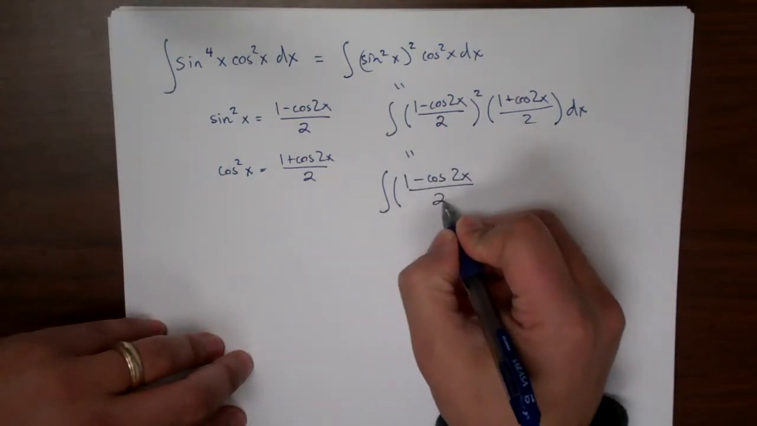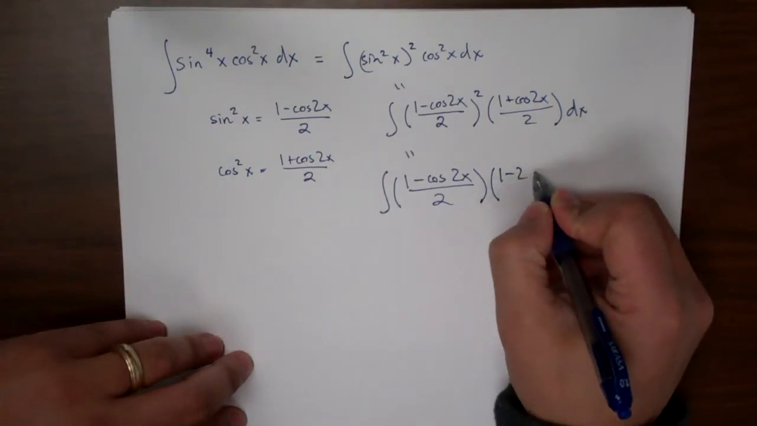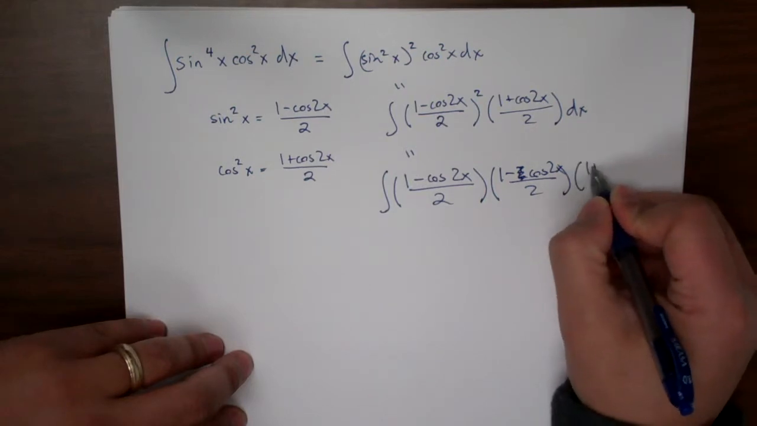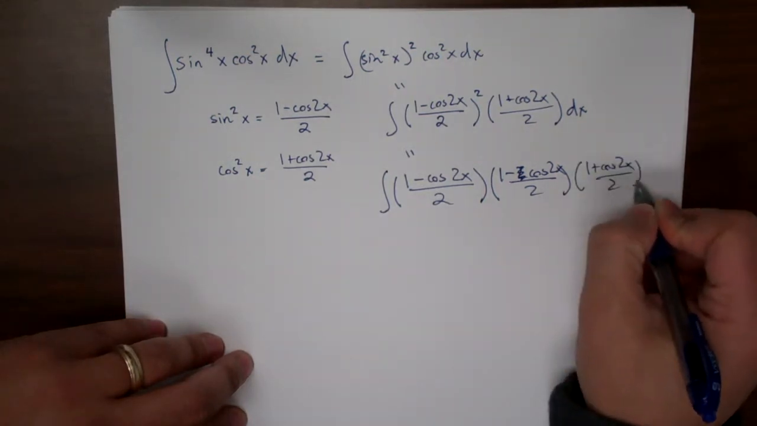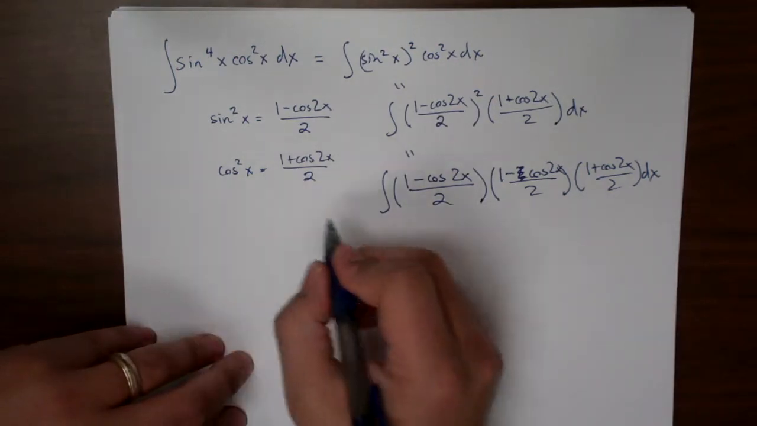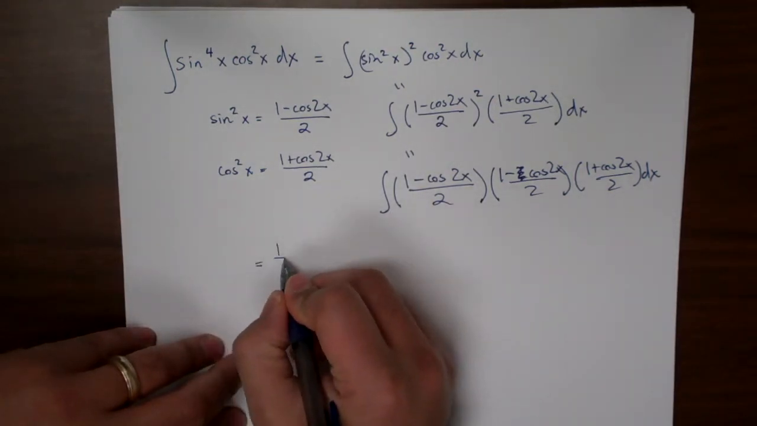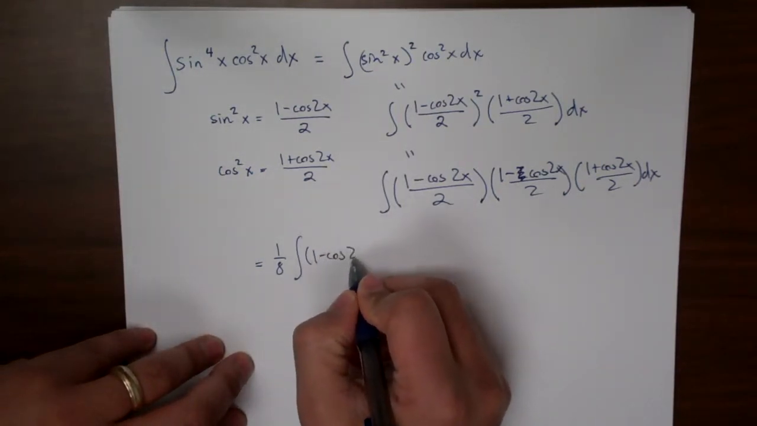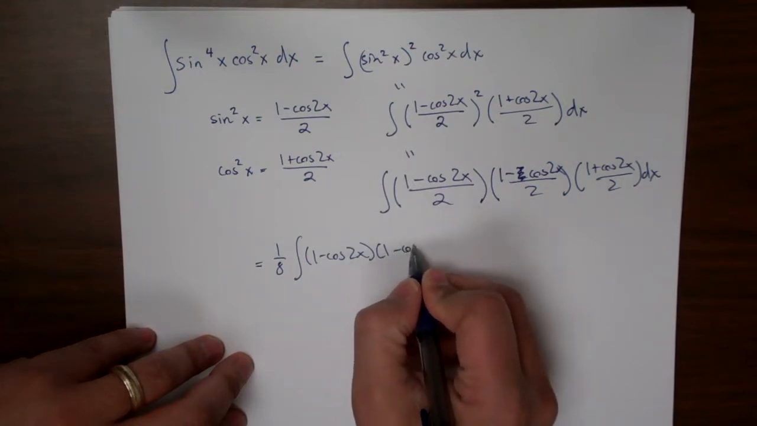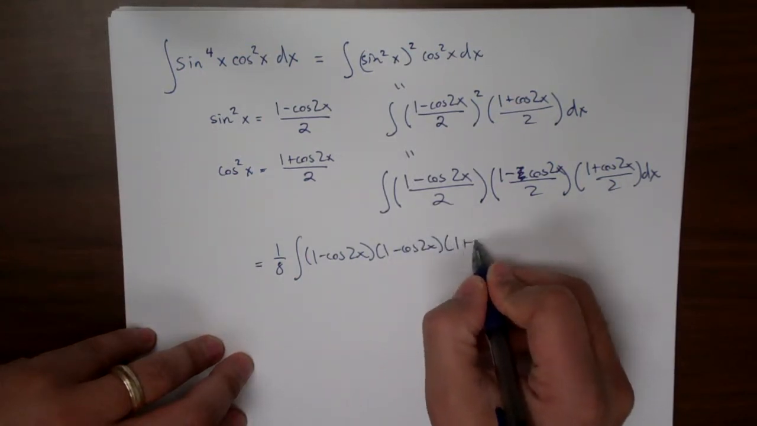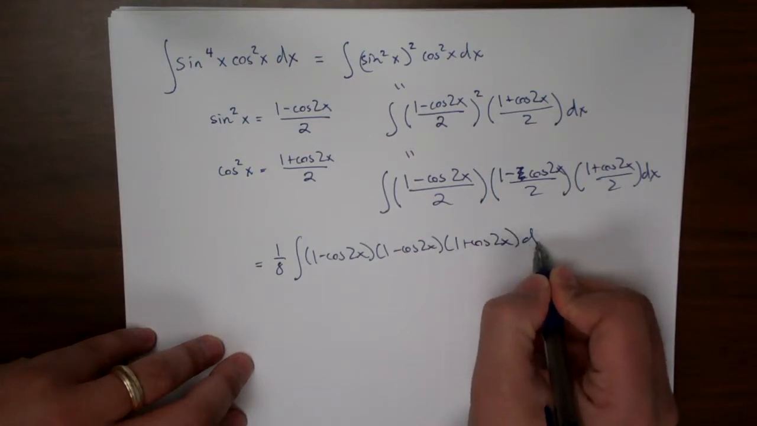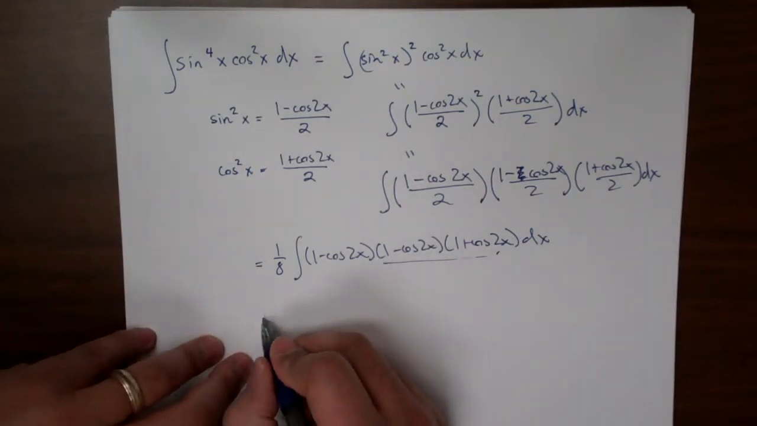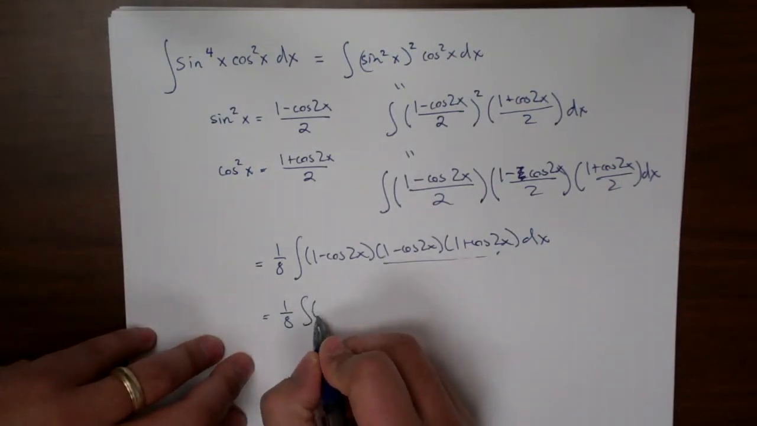We've got 1 minus cosine 2x over 2, 1 minus cosine of 2x over 2, and a 1 plus. It'll look a little simpler if I pull out all those 2s. Let me write this as 1/8, 3 factors of 2, (1 minus the cosine of 2x), (1 minus the cosine of 2x), (1 plus the cosine of 2x). It's easier to multiply it like this because these two form a difference of squares, so it saves me a little bit of work.